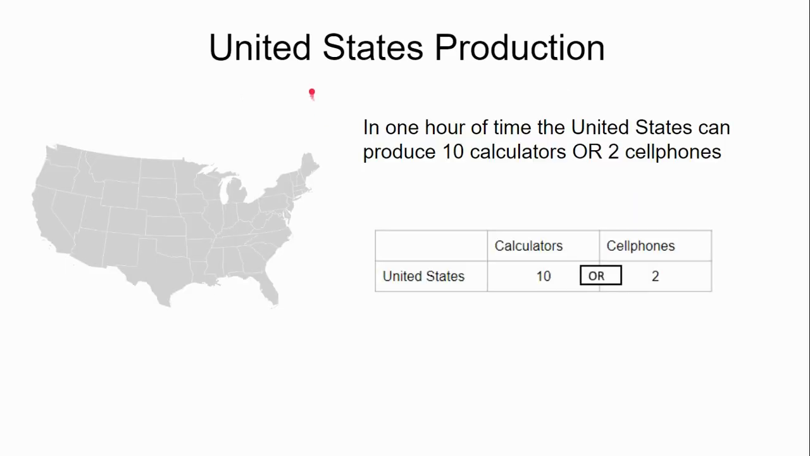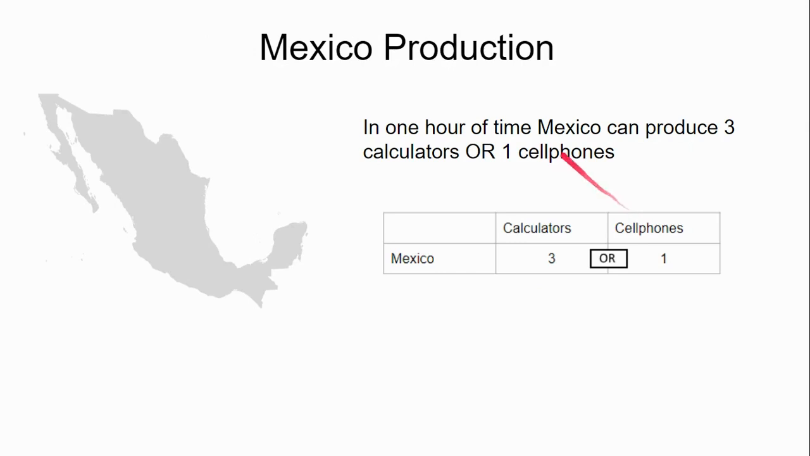So first thing we do, we'll look at two countries and kind of what are their production schedules. As it says here, in 1 hour of time, the United States can produce 10 calculators or two cell phones. So I made this chart down here, right? Here's the United States. They can make 10 calculators in an hour, or they can make two cell phones. Now, if we look at Mexico, we could say that in 1 hour of time, Mexico can produce three calculators, right? So here's 1 hour, or one cell phone.